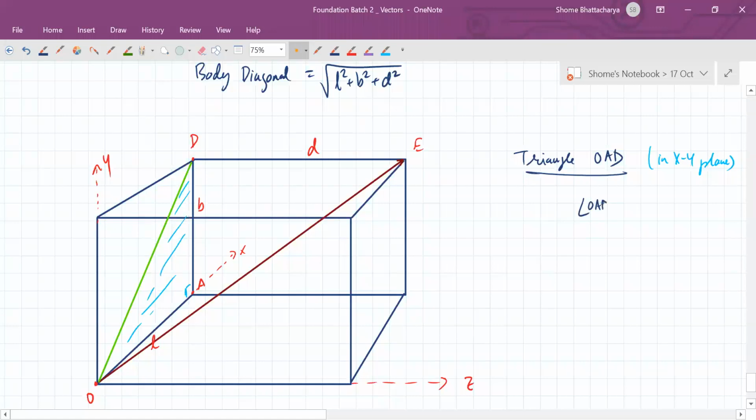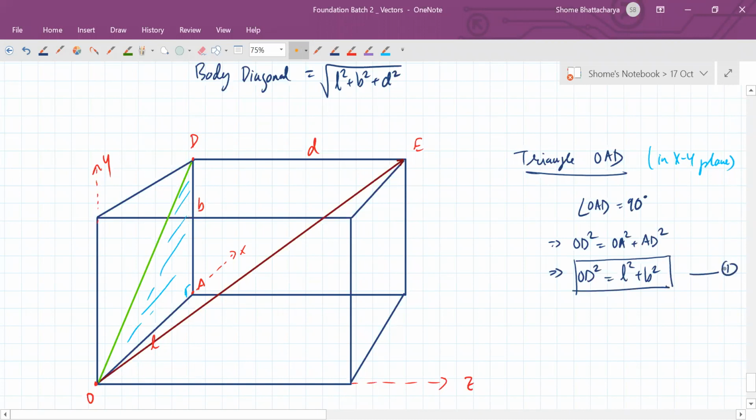Angle OAD is equal to 90 degrees. Therefore, OD square should be equal to OA square plus AD square. So OD square should be equal to L square plus B square. This is the formula that we get by analyzing this triangle.